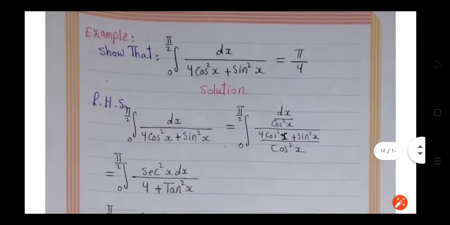The following example shows that the definite integral from 0 to pi over 2 of the function dx over 4 cosine squared x plus sine squared x equals pi over 4.